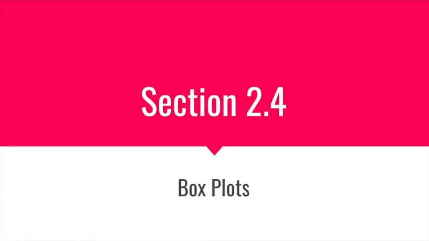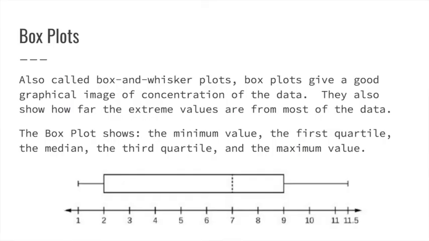Section 2.4 is about box plots, and it fits in well with our discussion of section 2.3 because the values that we found in 2.3 show up on the box plot. Sometimes you may have heard of this as a box and whisker plot, but basically what this does is we draw a box that represents the IQR.